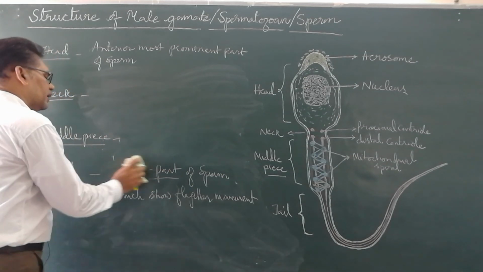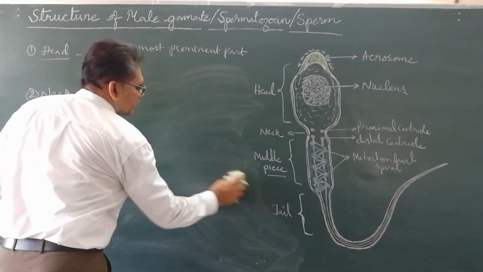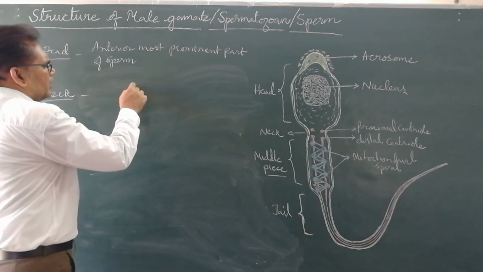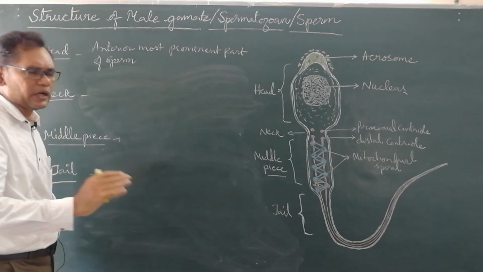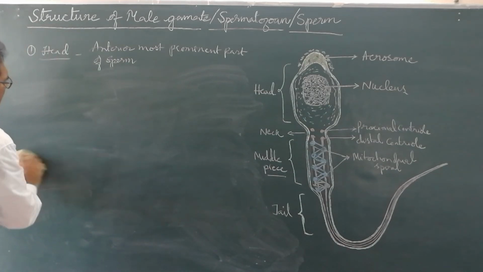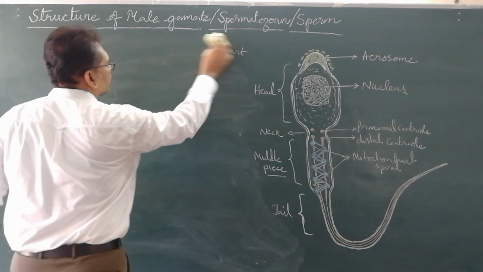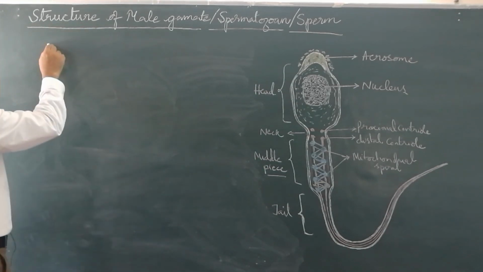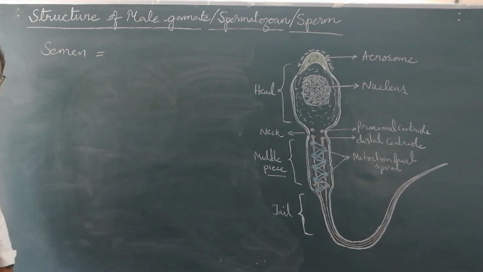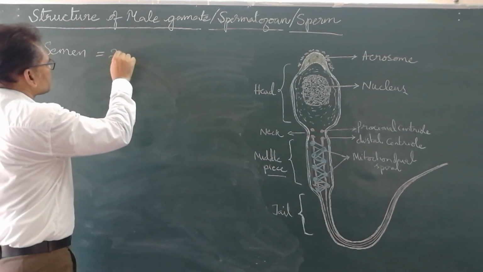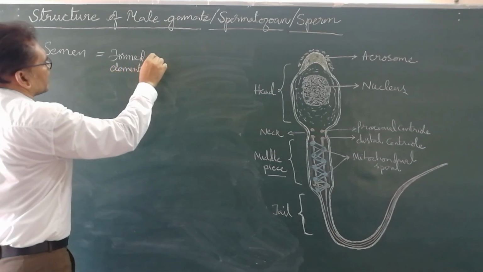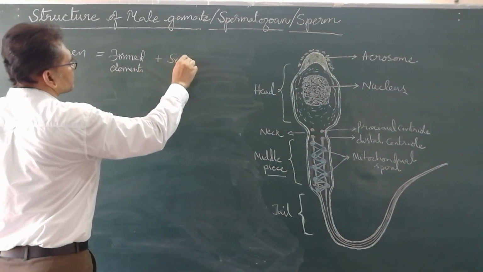Here, how many sperms are released, and where are they released? A male human being releases semen. This is semen. Now semen is equal to formed elements plus seminal plasma.